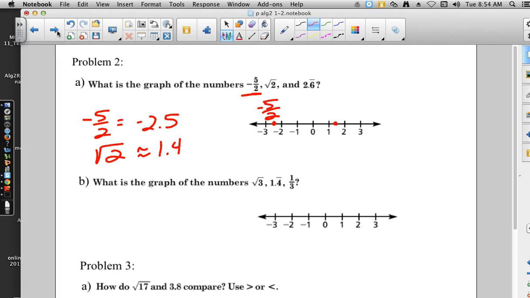Again, we don't label that 1.4. The label they wanted us to use is the square root of 2. And then 2.6 repeating, well, that's going to be between 2 and 3, but closer to the 3, so about there. And again, I use the label that they gave me. 2.6 repeating. So that's what we need to do. So I'm going to have you go ahead and pause the video and graph what we have for B.